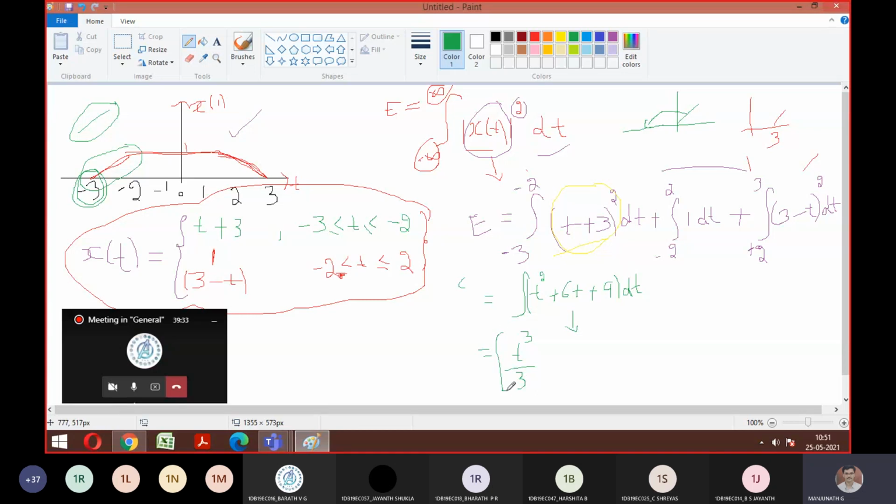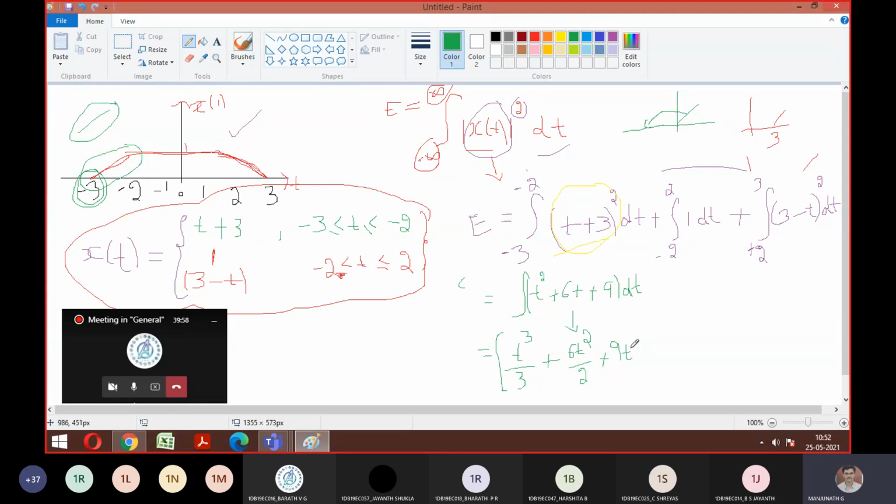Plus 6 t square by 2. So 6 is constant, you can keep it out. So remaining is t square by 2. Good. Integration of 1 is t. So we'll get 90. Okay.